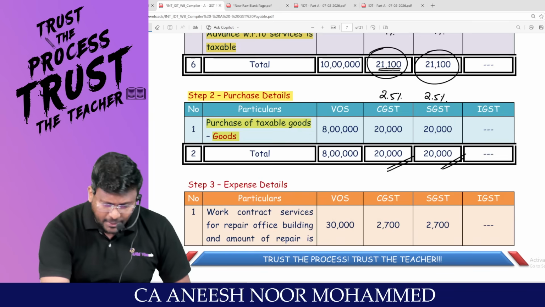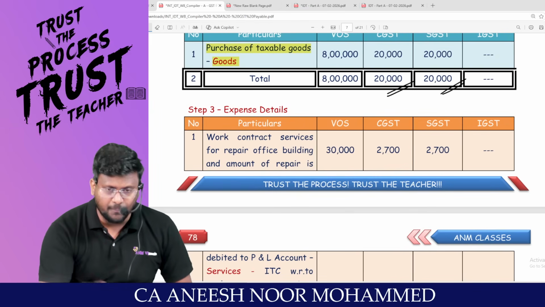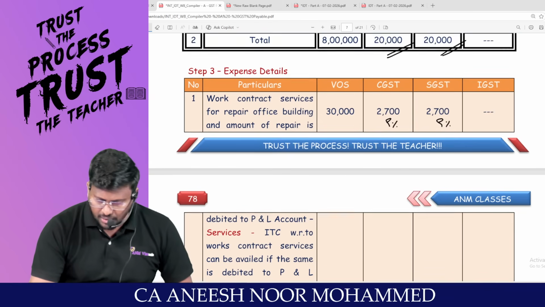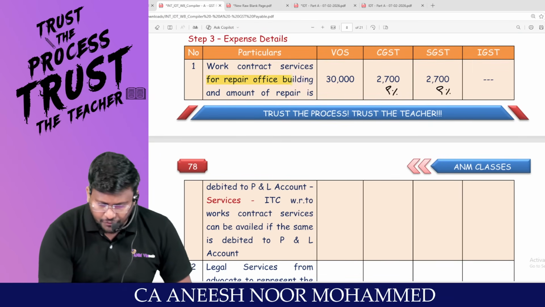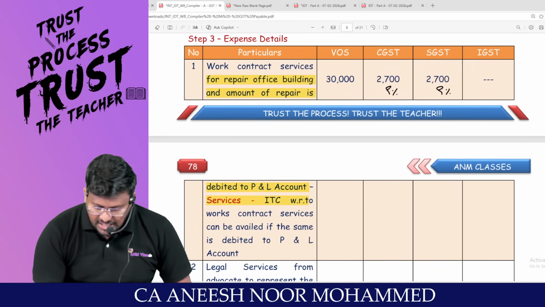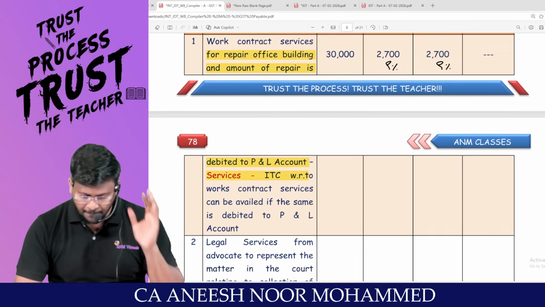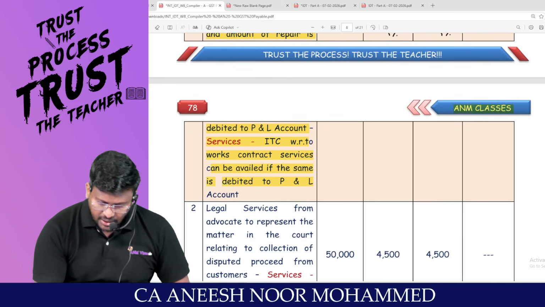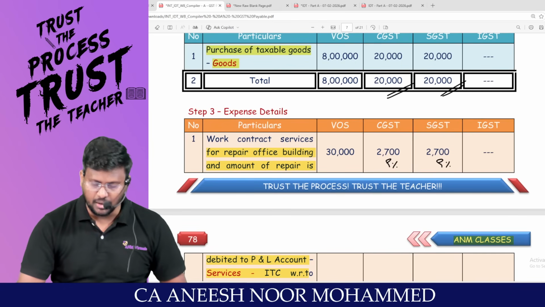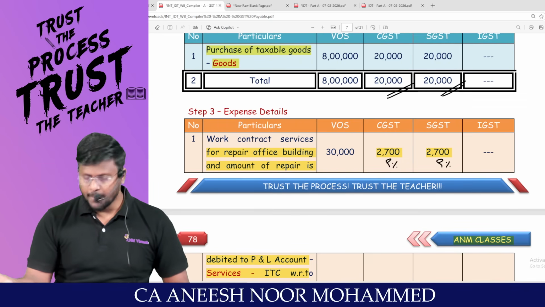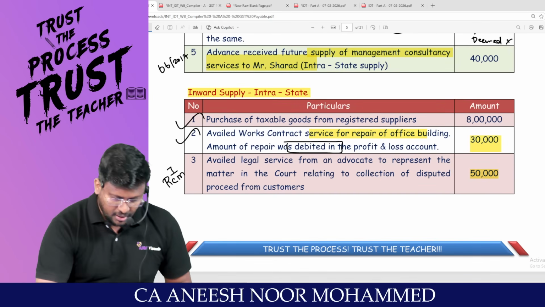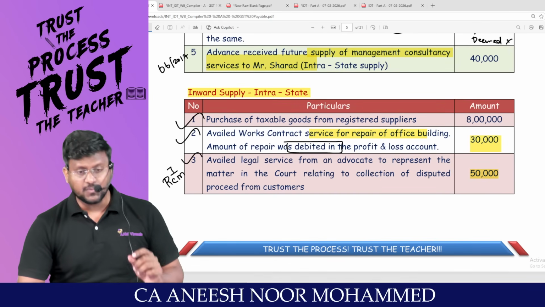Since this is services, for that 30,000, they would have collected GST at the rate of 9%. So, works contract service for repair of office building, and the amount of repair is debited to P&L account. ITC with reference to works contract service can be availed if the same is debited to P&L account. So this 2,700 would have been collected by the supplier. That can be happily taken as ITC.